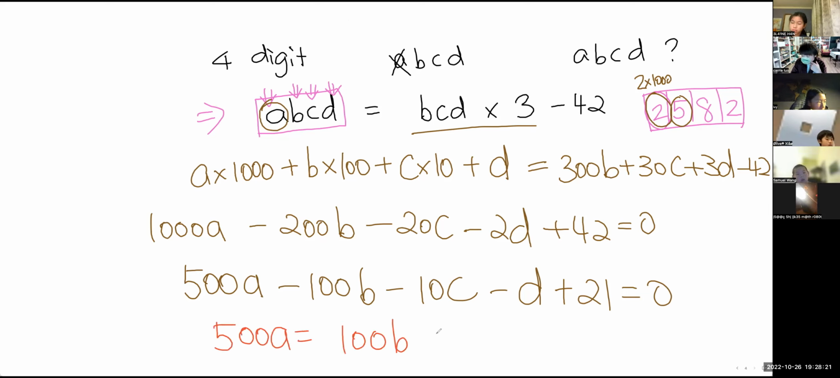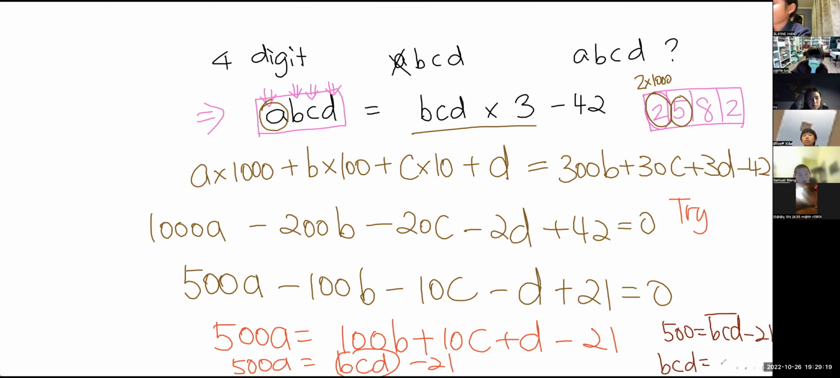Ivy, can it be 0,545? The first digit can never equal 0. This is something I told all of you in almost the first class. So I just try if A equals 1. If A equals 1, that means 500 equals BCD minus 21. So BCD equals what? 521. So we have an answer already. The answer is 1,521.